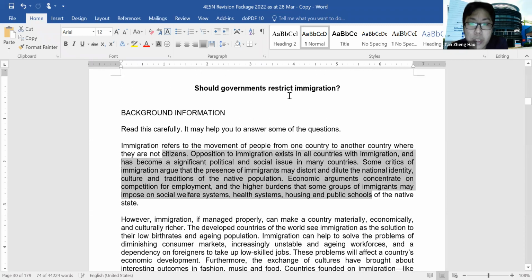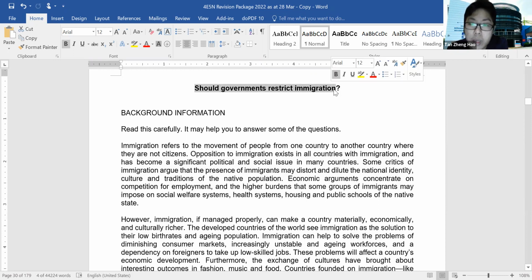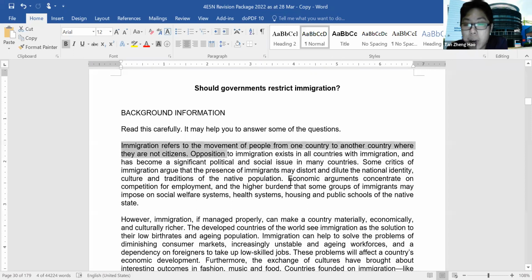Okay, so should government restrict immigration? So let's not even do question 1 first. Let me tell you how to understand the background information. Should government restrict immigration? So it could be reasons why they should or why they should not. So reading the background information, I can start to find some points on why government should restrict immigration and why government should not restrict immigration. So I'm going to highlight using different colors.